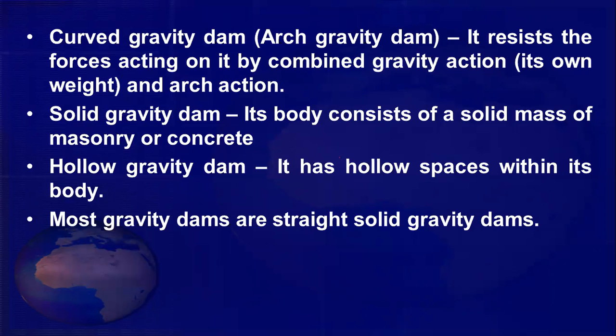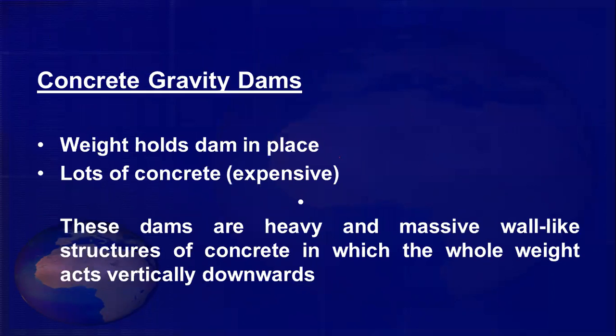Then solid gravity dam, its body consists of a solid mass of masonry or concrete. Then hollow gravity dam has hollow spaces within it. Most gravity dams are straight solid gravity dams. So in most of the cases, this type is there. Then concrete gravity dams, where weight holds the dam in place. Lots of concrete, an expensive material, is used because concrete is expensive, right? Rock you will get by the excavation, excavated materials you will get, but concrete you have to purchase, right? So that's why this type of dam is expensive.